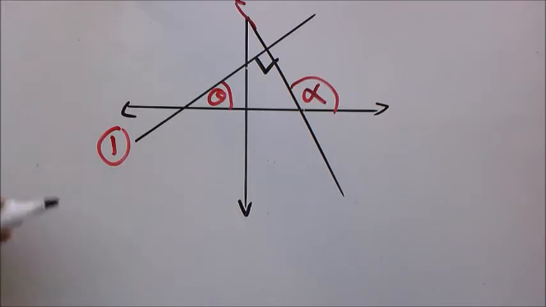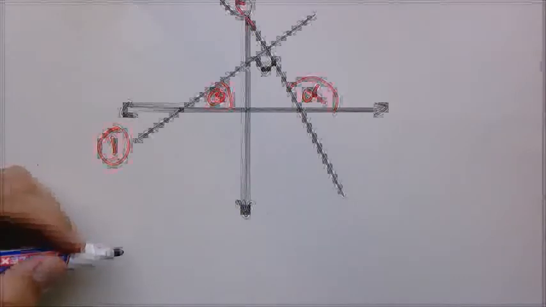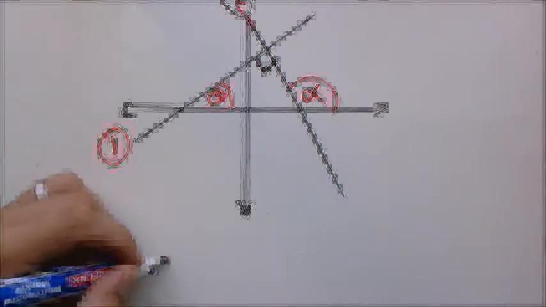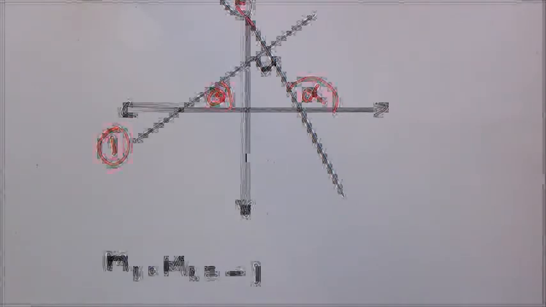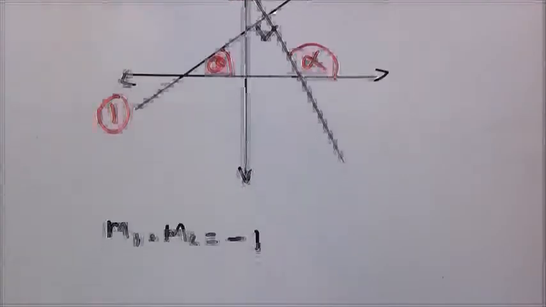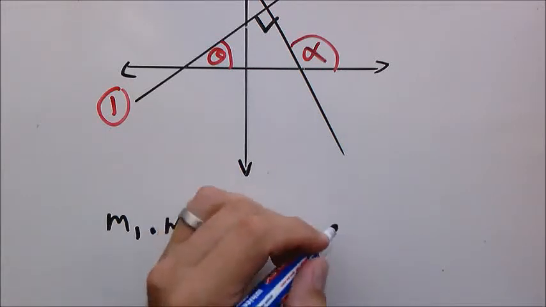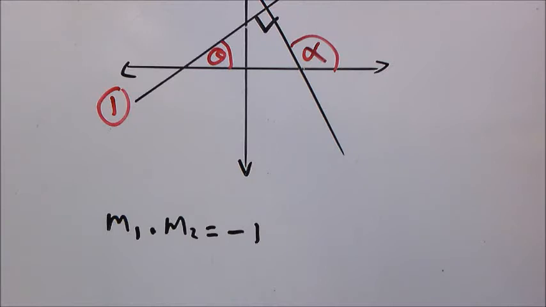Okay. So m1 times m2 will be equal to -1 if the lines are perpendicular. So in a test, you just need to know this. You just need to be able to apply it.